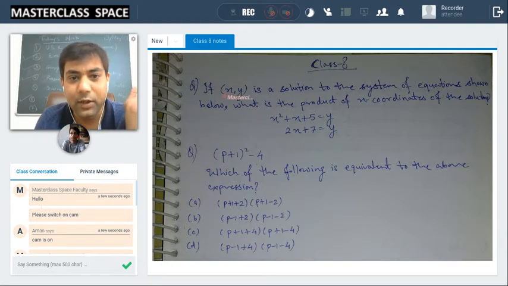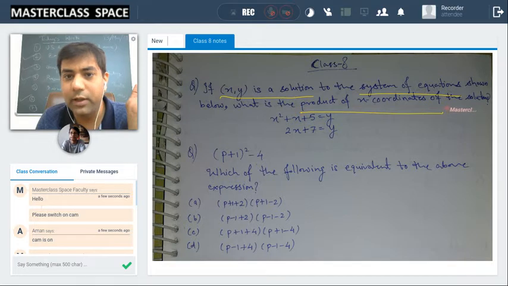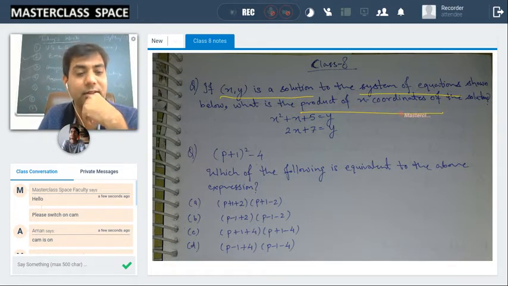So the best thing is to keep on underlining. (x, y) is the solution to the system of equations. This one is easy. And what is the product of the x coordinates? You have to find the product of the x coordinates. So come on, let's see how to approach this question. Will you please tell me?